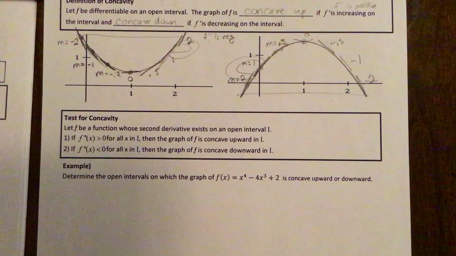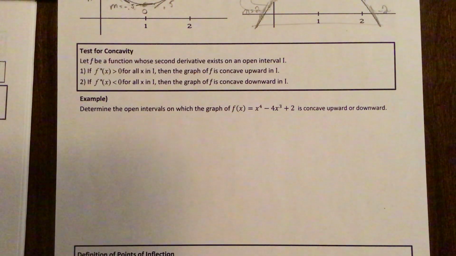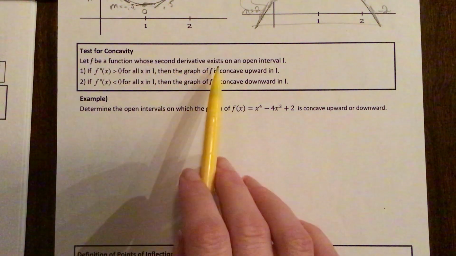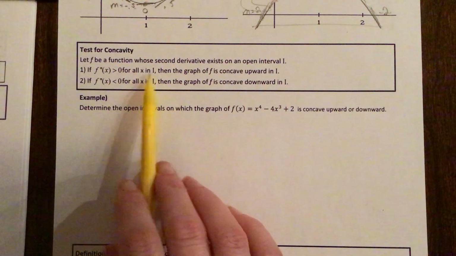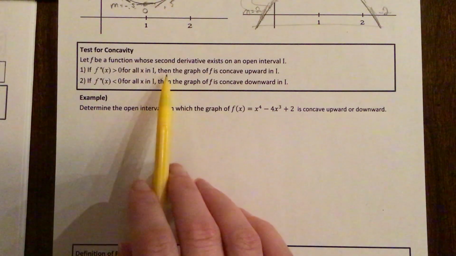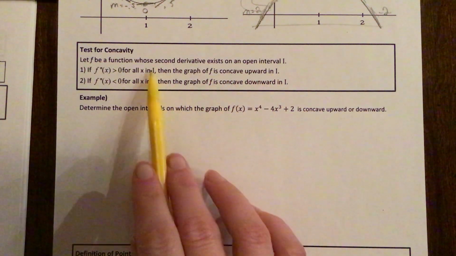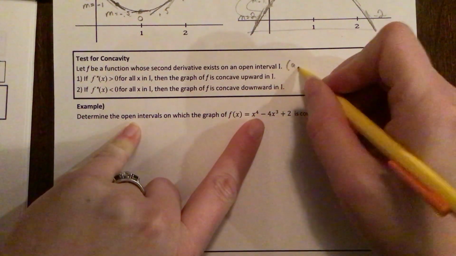All right, test for concavity. So how do you know? Let f be a function whose second derivative exists on an open interval I. So you can take two derivatives. This is also called twice differentiable. If f double prime is positive for all x values in your interval, then your graph is concave up in that interval. Okay. So I is just a fancy way of saying like from A to B.